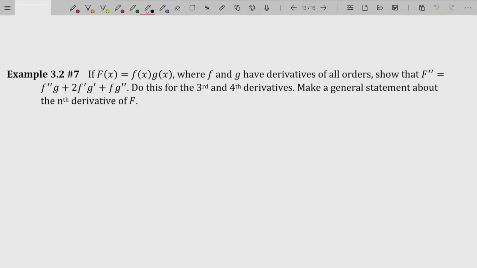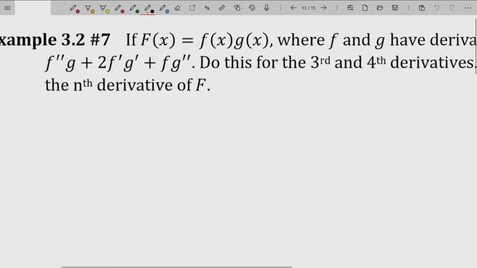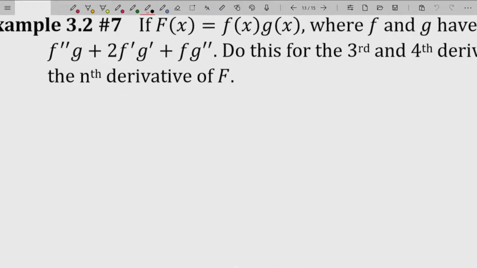So this is what I love about calculus, is that it's full of patterns, beautiful patterns, and all the patterns are just waiting for you to detect them. So capital F is equal to little f times little g. Therefore, capital F prime is little f prime g plus little f g prime, not by definition, but by the product rule, which we proved early on.